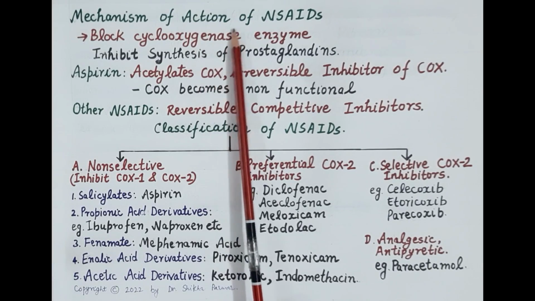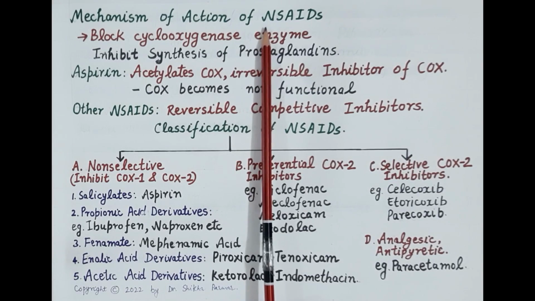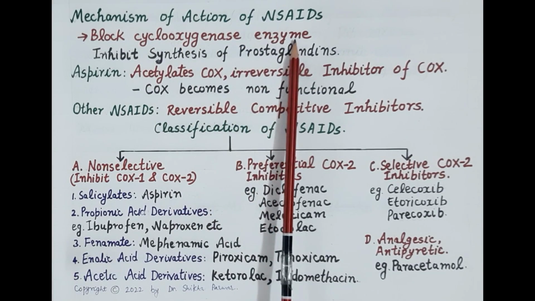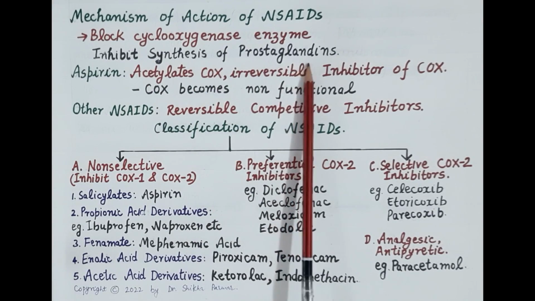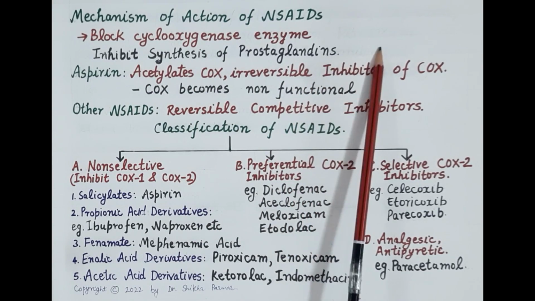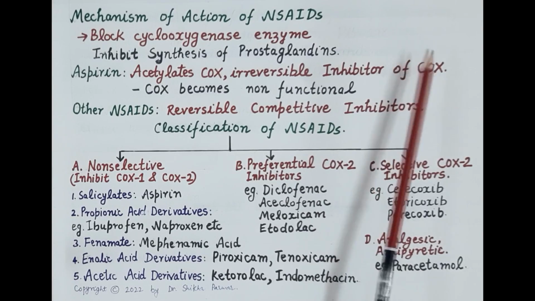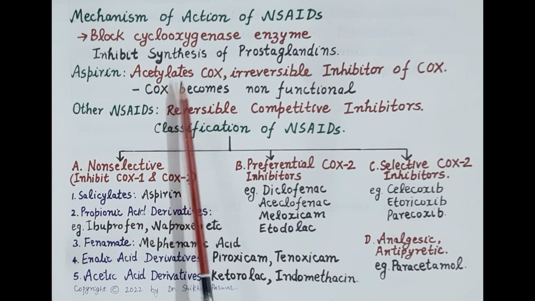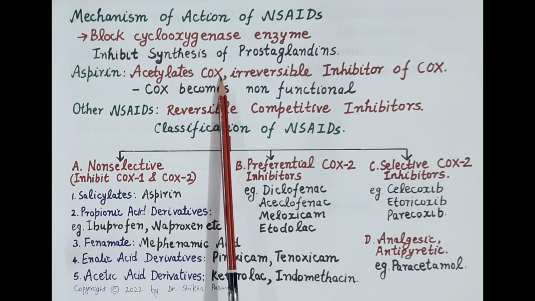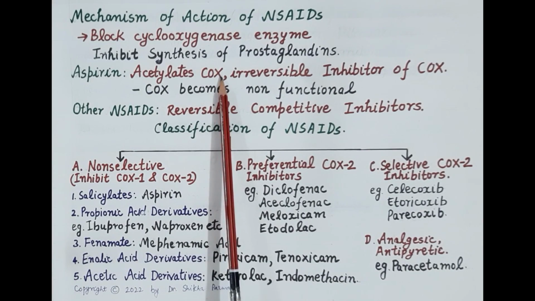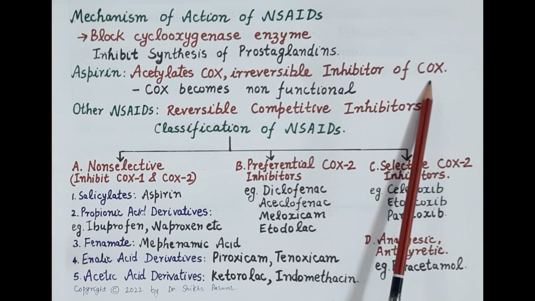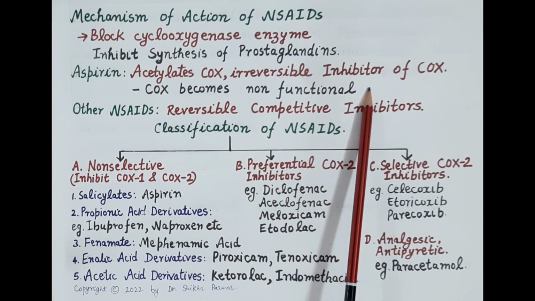Now let's once again review the mechanism of action of NSAIDs. By now we know that NSAIDs block cyclooxygenase enzyme, thereby they inhibit the synthesis of prostaglandins, and this causes their anti-inflammatory, analgesic and antipyretic action. Now let's first talk about aspirin. Aspirin acetylates COX. It forms covalent bonds with the COX, and thus this blockage causes irreversible inhibition of COX. So the COX becomes non-functional.